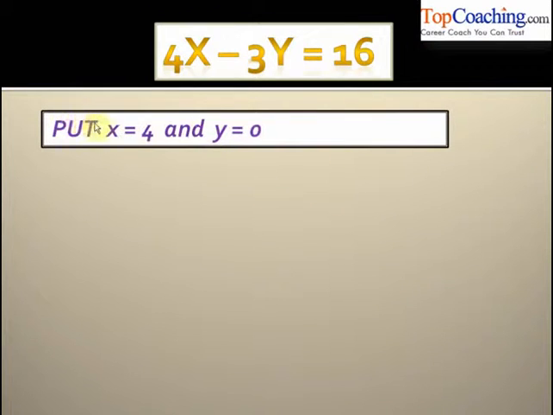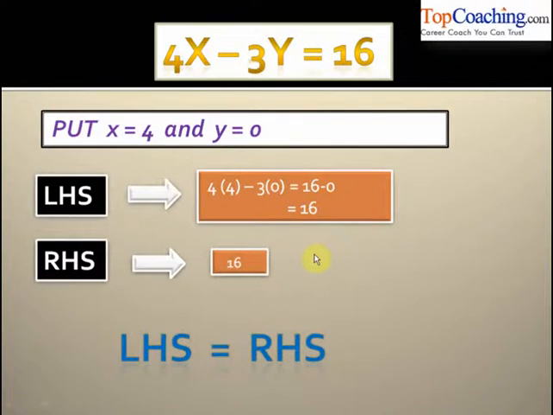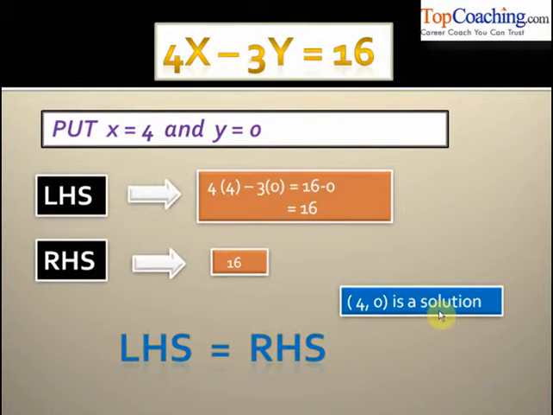Now again, let us say that if we put x equal to 4 and y equal to 0, what do we get? LHS becomes equal to 4 times 4 minus 3 into 0. Now 4 into 4 is 16, and this becomes 0. So 16 minus 0 is equal to 16. Also the RHS is equal to 16, and thus again the LHS becomes equal to RHS, and so (4, 0) is also a solution of this equation. So what we see here is that for this particular equation there are so many solutions. Earlier, in a linear equation with one variable, we had a unique solution, but if we have one equation in two variables, then it can have infinitely many such solutions.